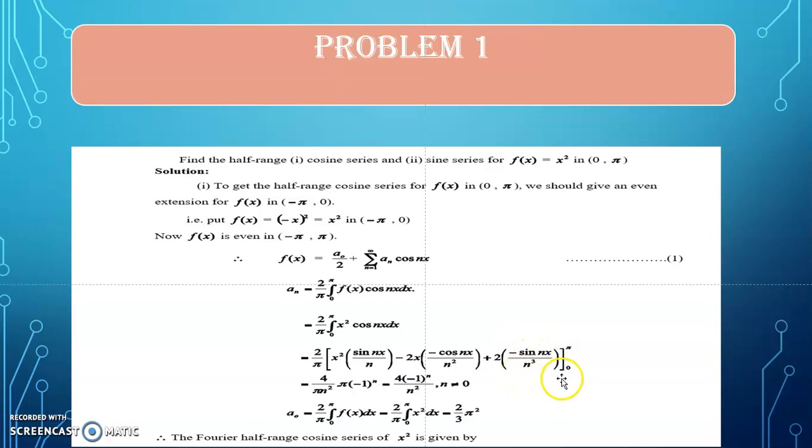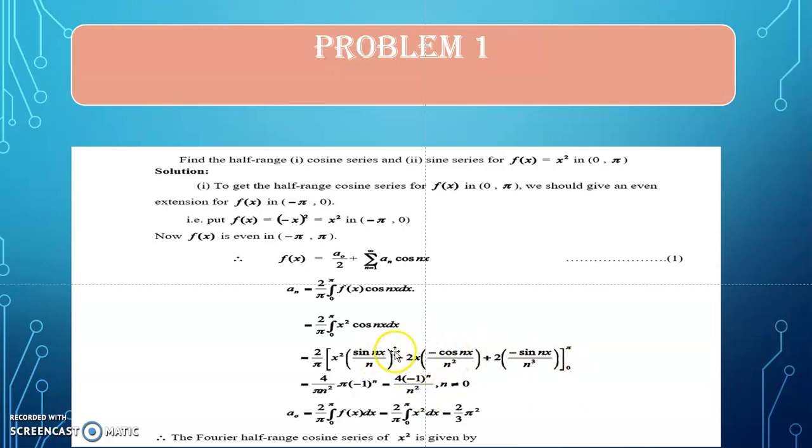Now applying the limit 0 to pi. If you apply pi, sin n pi is 0 here, and here also sin n pi is 0. So we only consider cos n pi. So minus 2 pi into minus, plus 2 pi cos n pi by n square. Cos n pi value we know is minus 1 whole power n. So we get 4 into minus 1 whole power n by n square. Then next go for the lower limit. Here 0 into anything you will get 0.